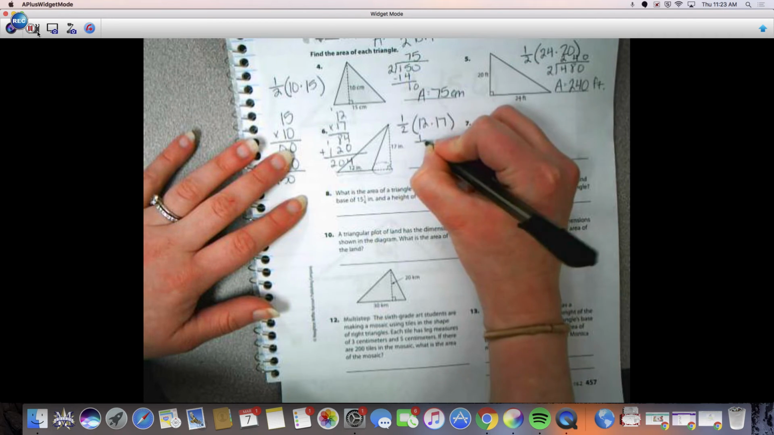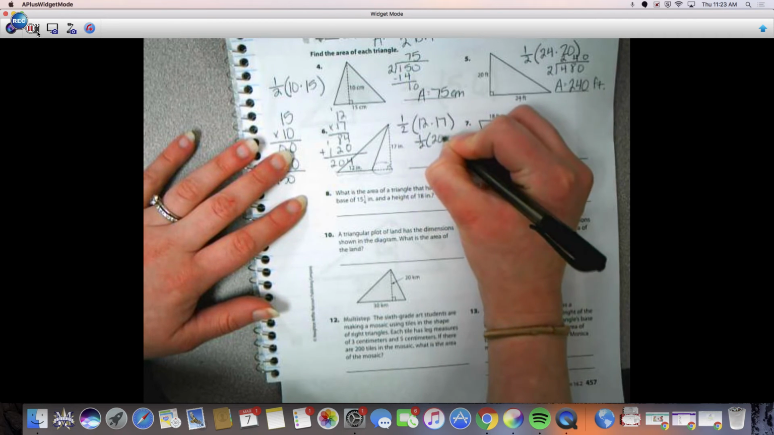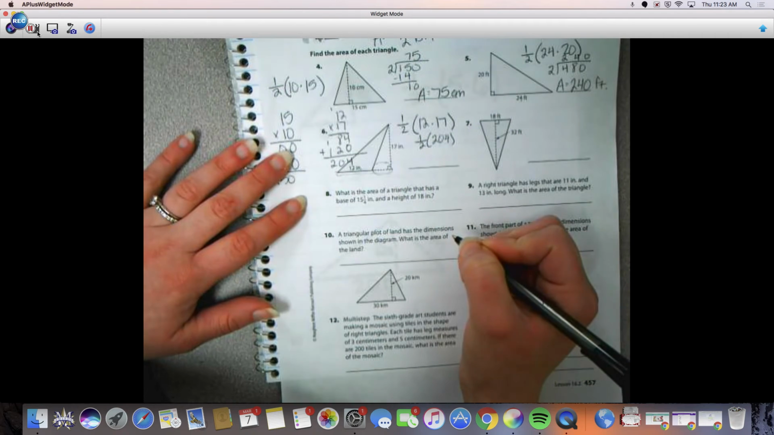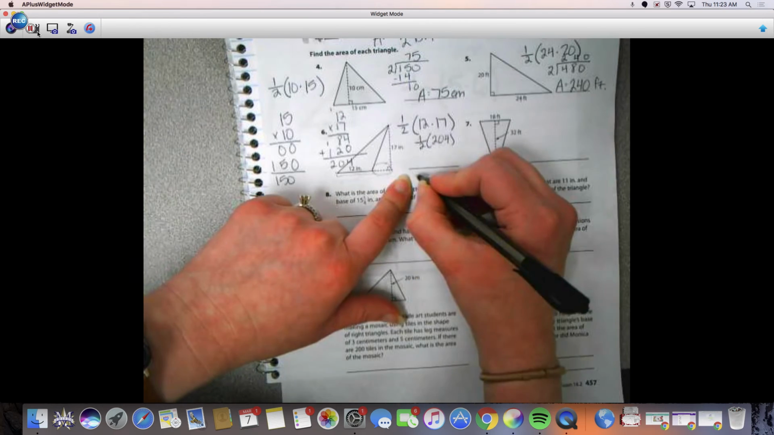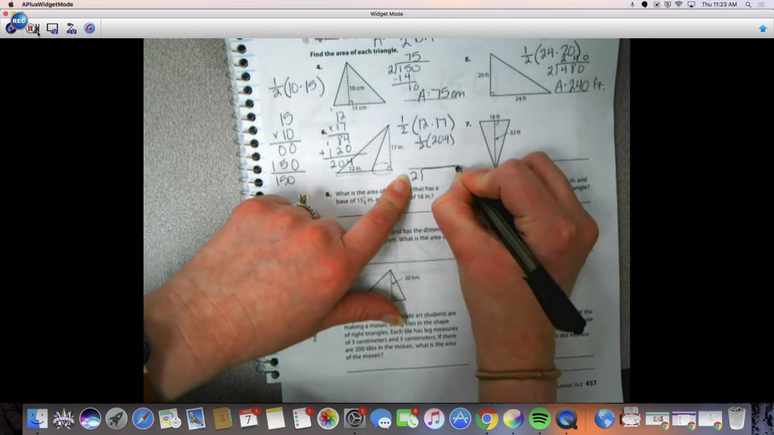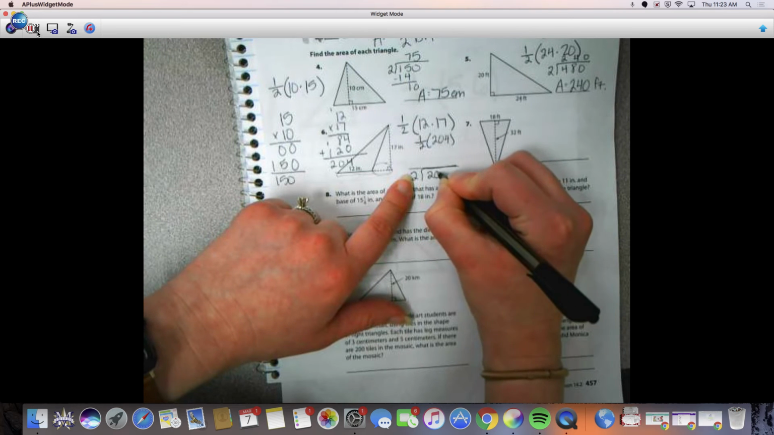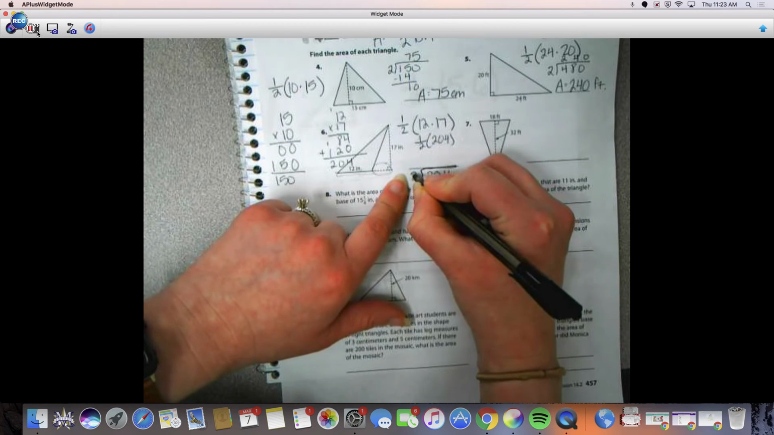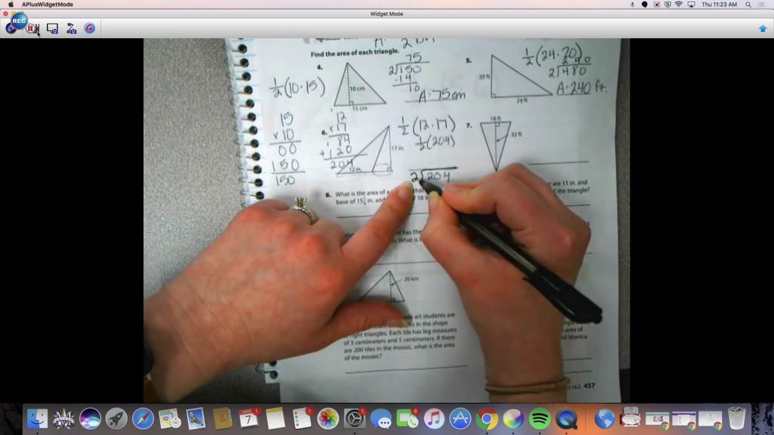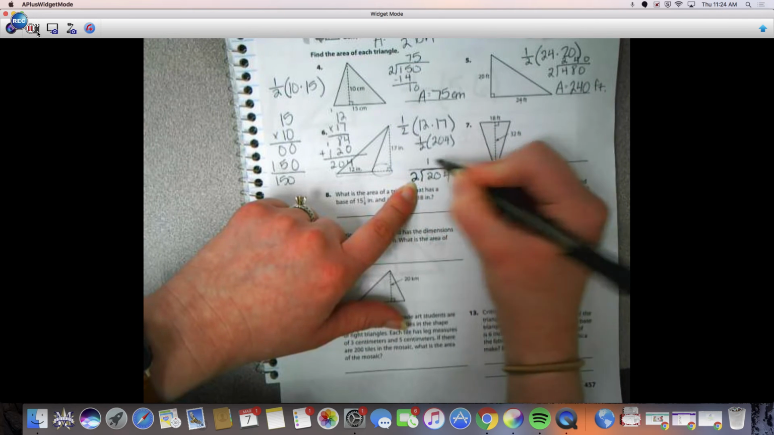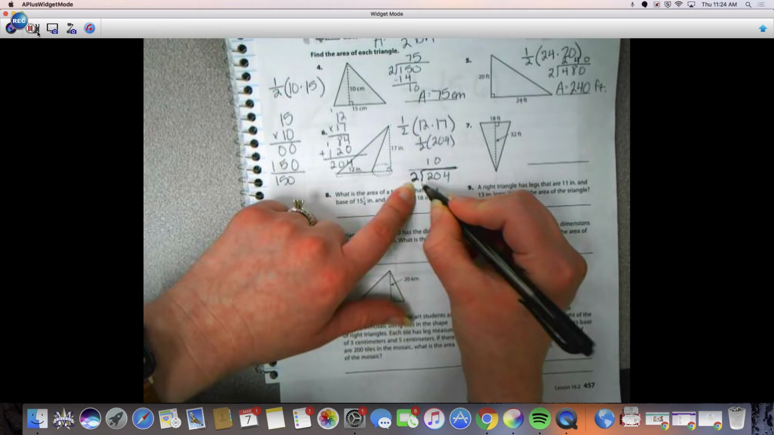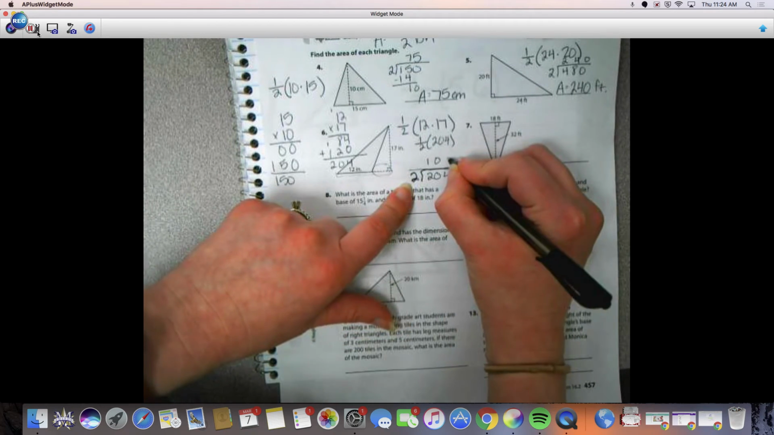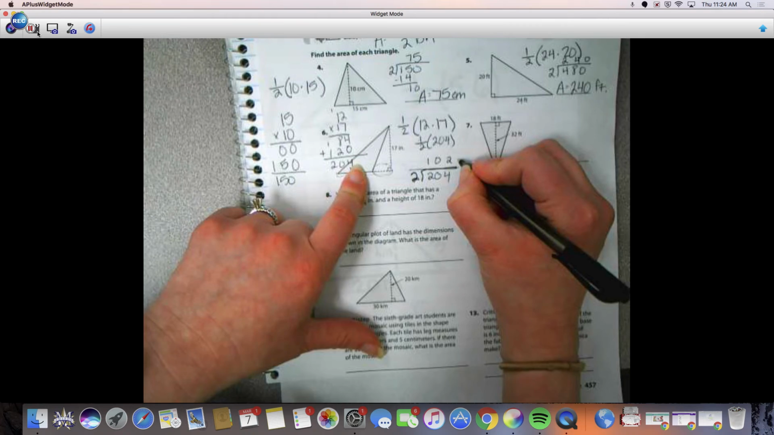So now I have 1/2 times 204. So I have to divide. I'm going to do it down here, so my answer runs up right here. 204 divided by 2. 2 goes into 2 1 time. 2 goes into 0 0 times. 2 goes into 4 2 times, so it's 102 inches.